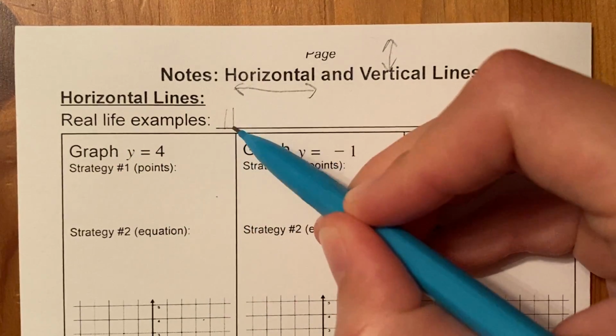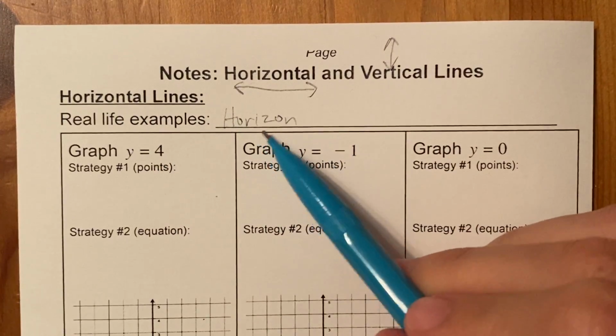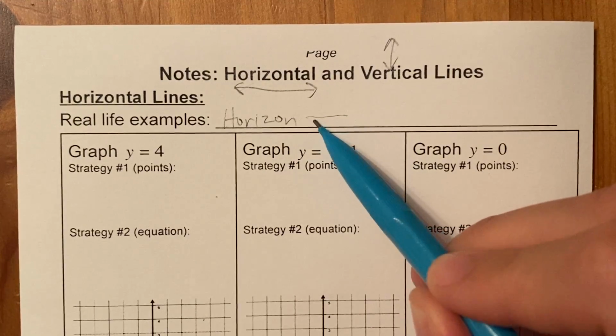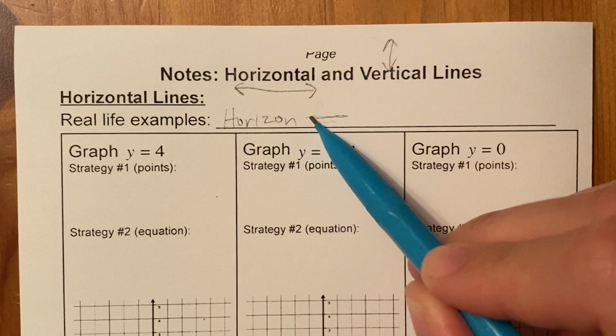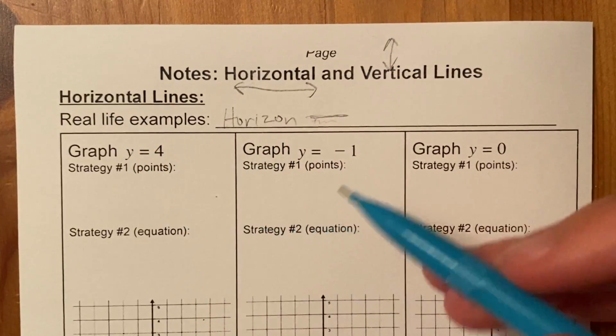The horizon is a really good one to remember because horizon and horizontal, right? Horizon is like if you look out at the ocean, it's where the ocean ends, right? Like there's the ocean right here, and then here's the sky. It's called the horizon line right there. So that's a perfect example to remember of a horizontal line.